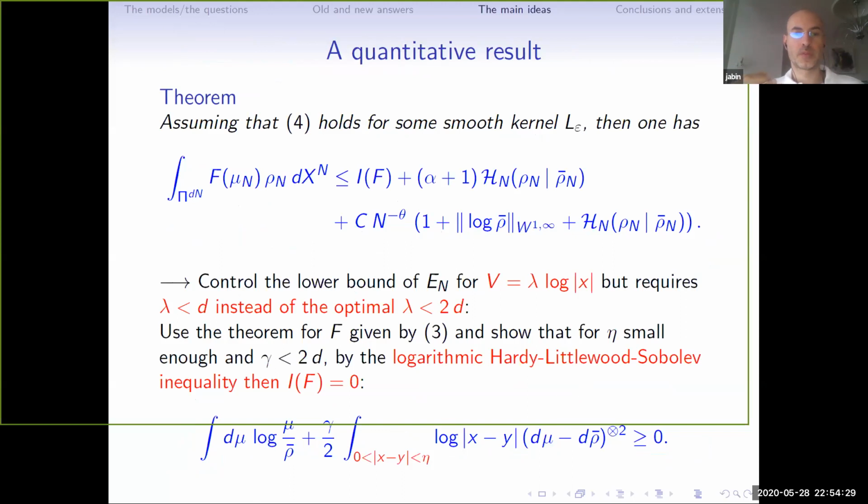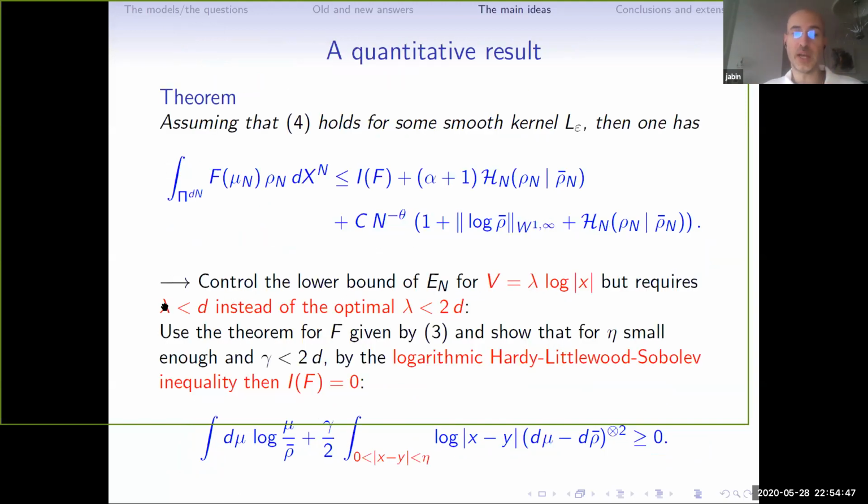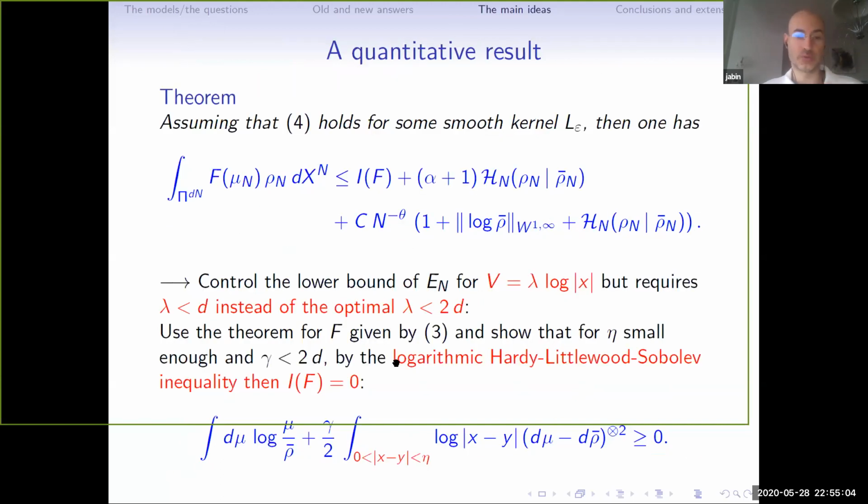And what we get is something like this. Now, here I've done it poorly because I've just tried to use this and to combine with a large deviation functional. And if I do it poorly, I don't get the optimal estimate on lambda. I get lambda strictly less than d instead of lambda strictly less than 2d. So this is where a lot of the technical difficulty comes into the paper. We actually have to redo the whole large deviation stuff so as not to lose.